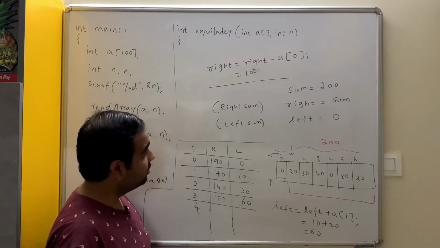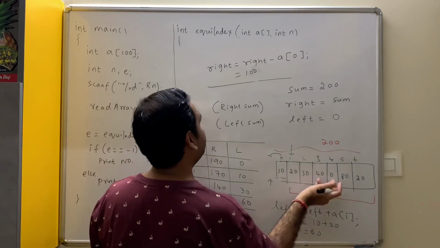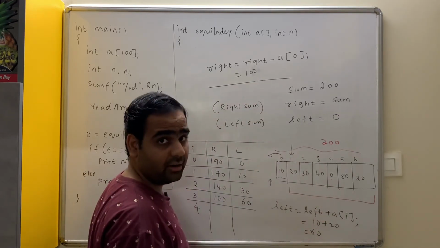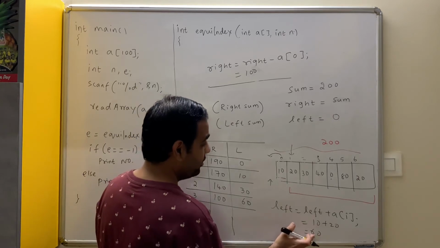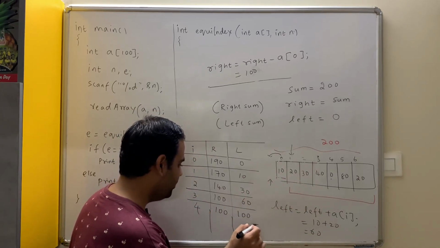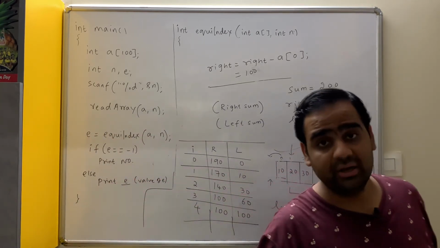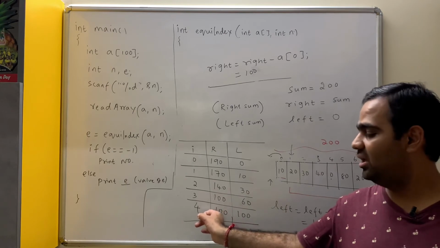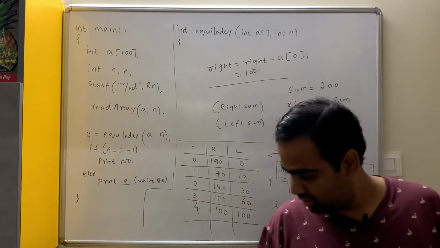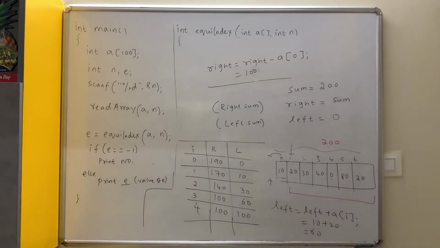Now let's go to index 4. What is the RHS sum? You have to subtract 0 from 100. You will get 100 only. And what is the LHS sum? 60 plus 40, which is also 100. Now is 100 equal to 100? Yes. That means 4 is the equilibrium index. Is that okay? Please pause the video and try to write the program yourself.